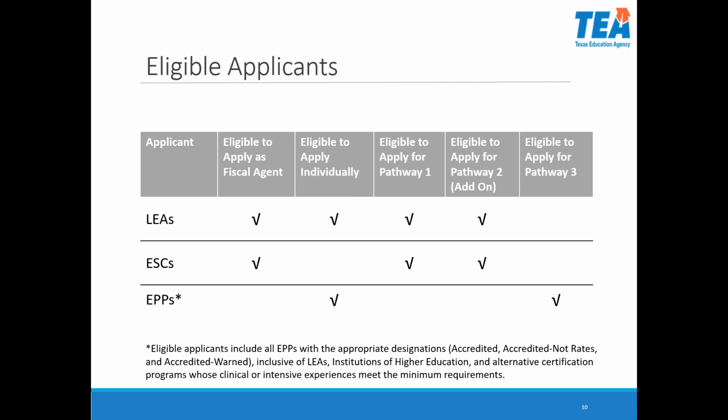Each applicant may only submit one grant application. LEAs and ESCs may apply individually or as a fiscal agent or part of a shared services arrangement for Pathways 1 and 2, but not both. An LEA applying for Pathway 1 may also be named as a partner LEA by a Pathway 3 applicant. Similarly, an EPP applying for Pathway 3 may also be named as a partner EPP for a Pathway 1 and 2 applicant.